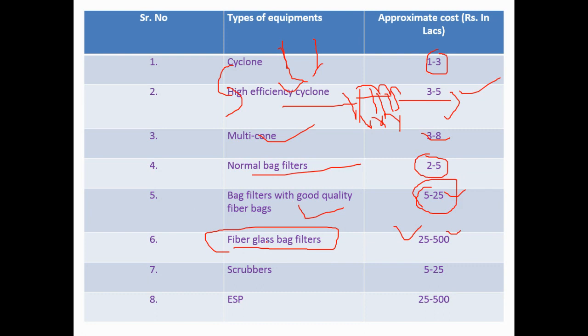What is the cost of a scrubber? 5 to 25 lakhs. ESP, see, ESP is also very high cost for installing.